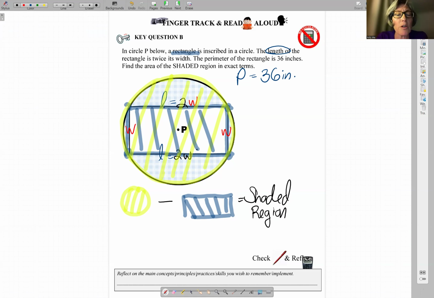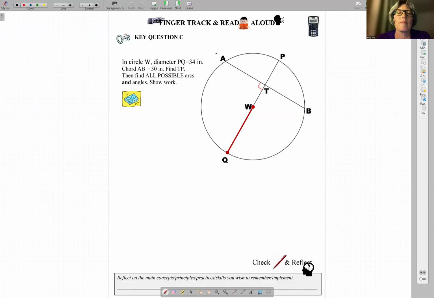So you may not use a calculator. But the perimeter is 36 inches. So we know this. The perimeter is going to be length plus width plus length plus width. And from here, you can circle, plug, check.